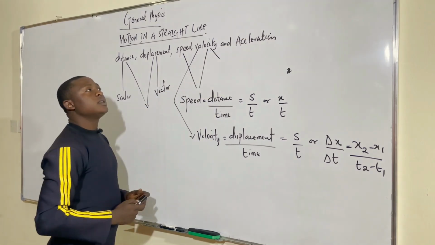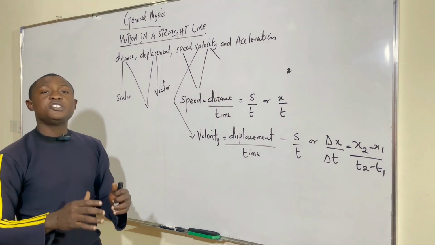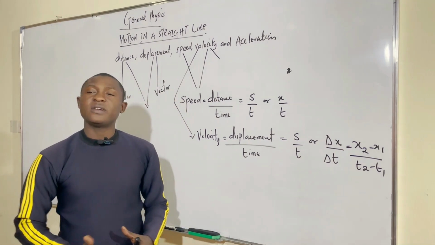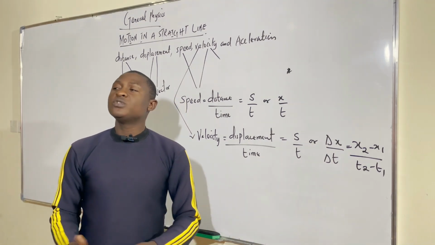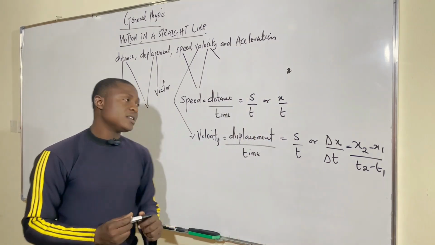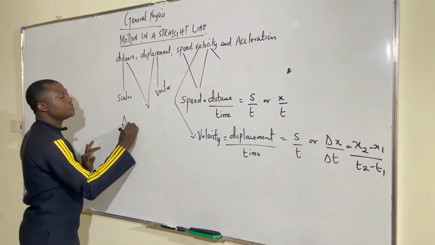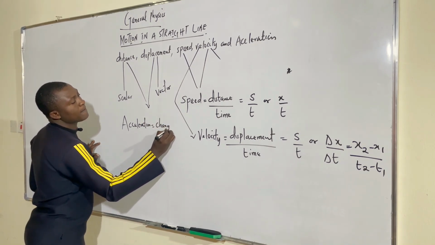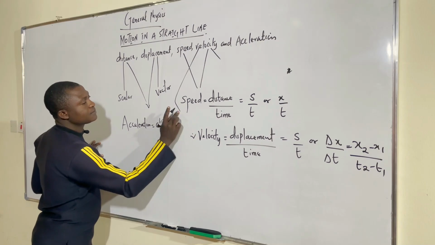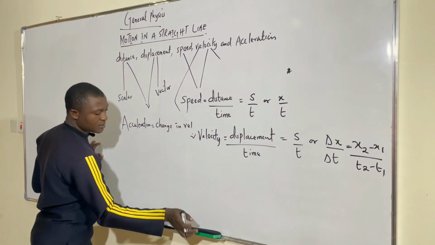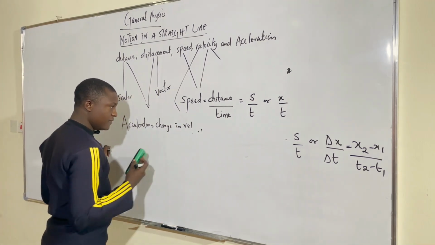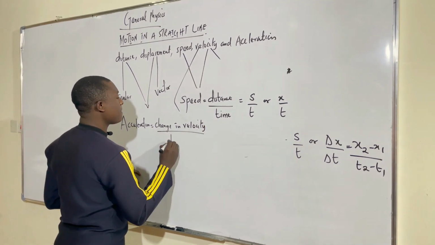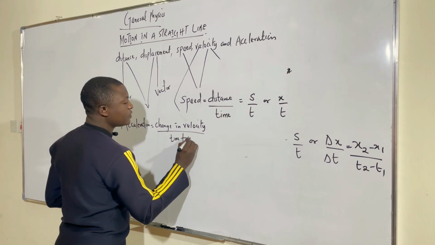Now, go back to the one that we mentioned as acceleration. It is the change in velocity with respect to time. Change in velocity of an object from one point to another with respect to time is what we call acceleration, meaning you can say the acceleration is equal to change in velocity over time taken.